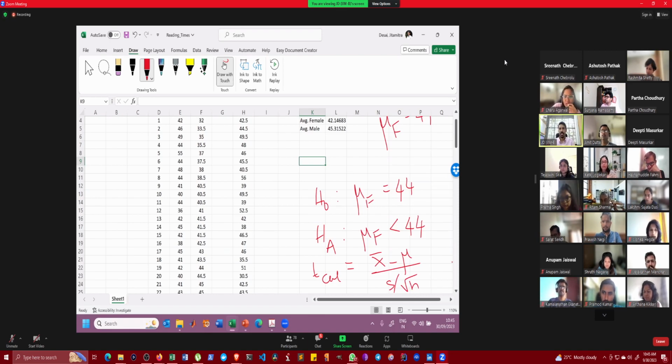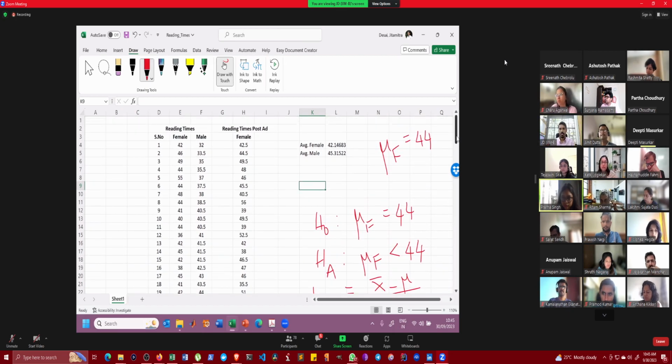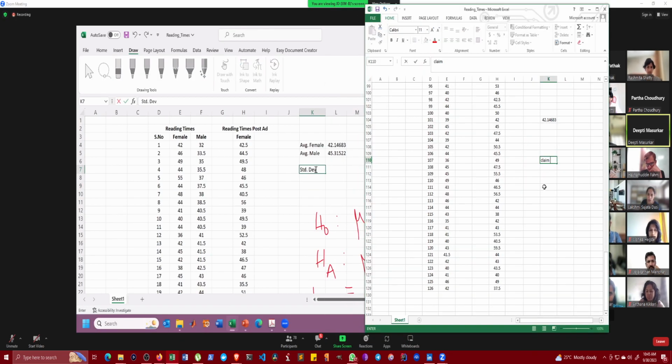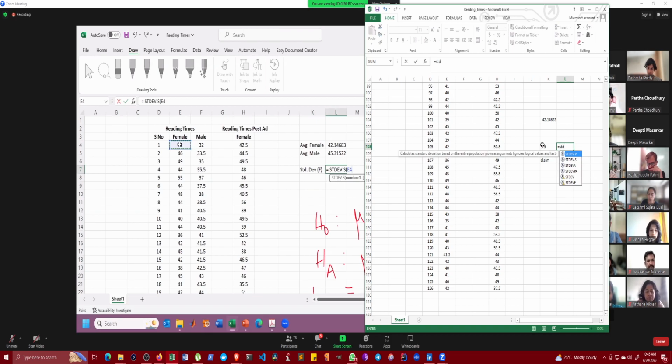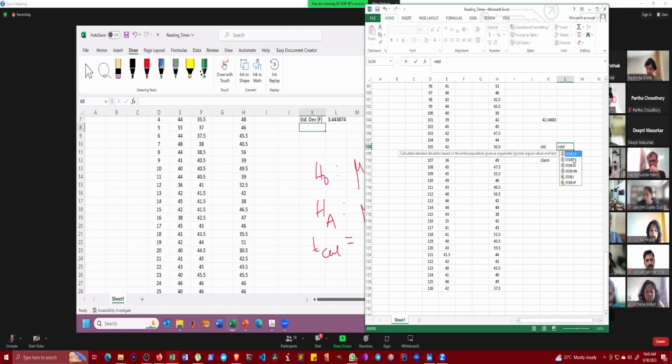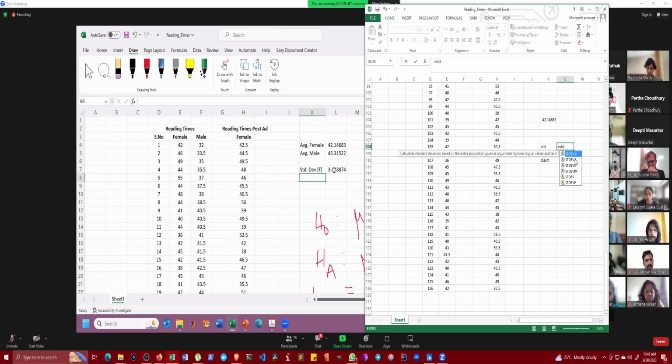I already know what X bar and mu are. What is my sample standard deviation? 3.43, this is the standard deviation for females. What is it? 3.14, my sample standard deviation. 3.43, is that right? Let's see. What am I getting? 3.44 is what I'm getting, right?